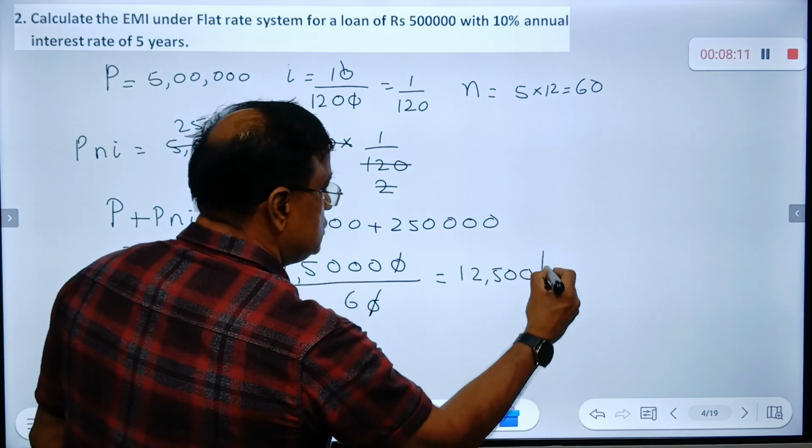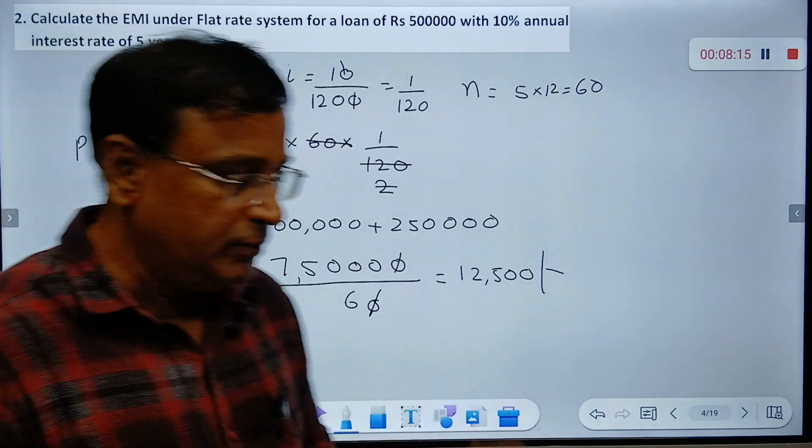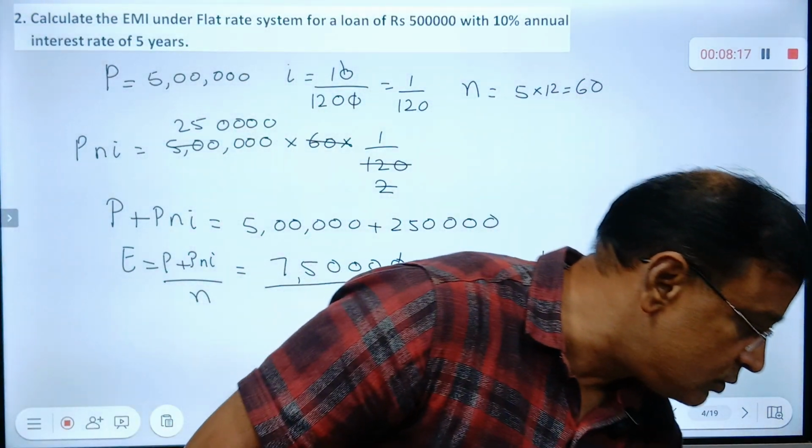I have done the calculations. I think you can easily divide it. Isn't it easy? Very simple calculation. Now let's go to question number 3.